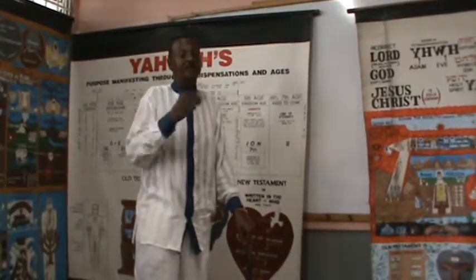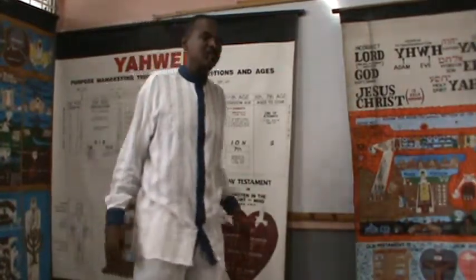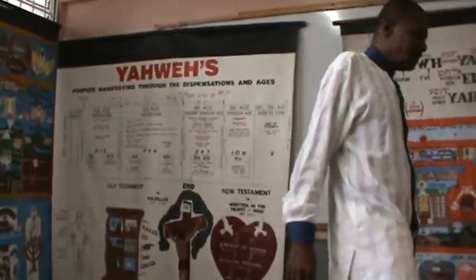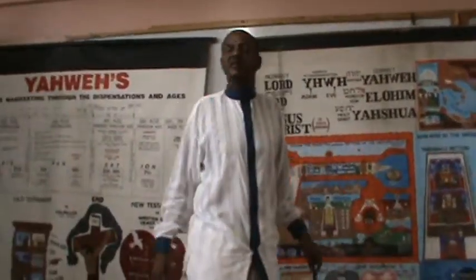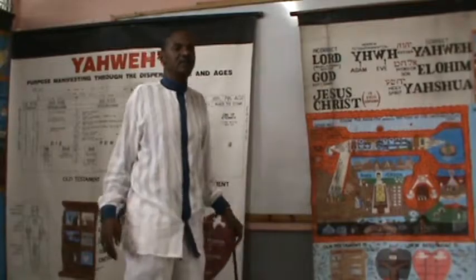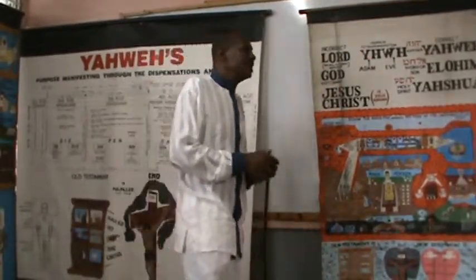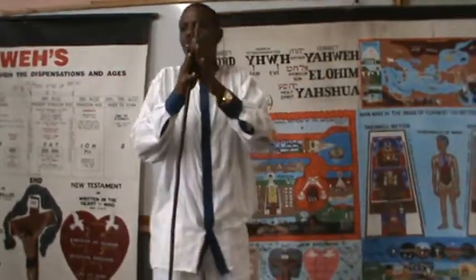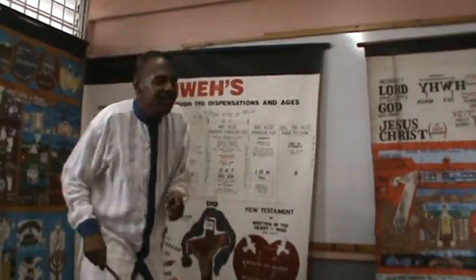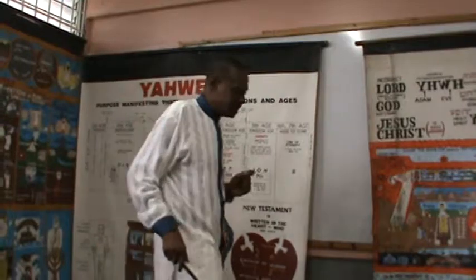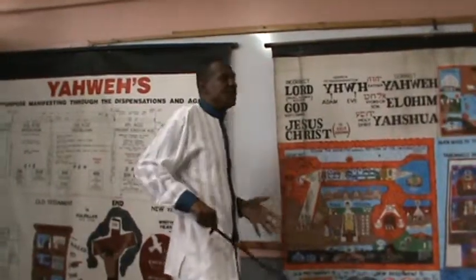2 Peter 2, verse 8. For the righteous man dwelling among them. 2 Peter 3:8. But beloved, he said, beloved, be not ignorant of this one thing. Don't lack knowledge of this one thing, that one day is with Yahweh as a thousand years, and a thousand years as one day.